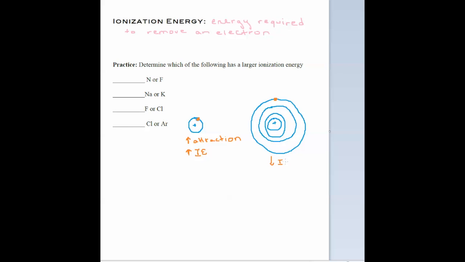Now, let's relate ionization energy and atomic size. So, if you have something that looks like this and it has a high ionization energy, well, that's because it has a low atomic size. All right? Here, this has a low ionization energy because it has a large atomic size. So looking at this relationship, when atomic size is low, ionization energy is high, you can deduce that ionization energy and atomic size are inversely related.